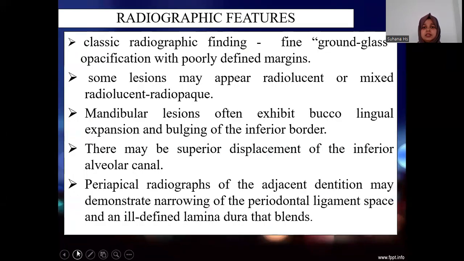The radiographic features of fibrous dysplasia play an important role in diagnosis. The classic radiographic finding of fibrous dysplasia is fine ground glass opacification with poorly defined margins. Some lesions may appear radiolucent or mixed radiolucent and radio-opaque. Mandibular lesions often exhibit buccolingual expansion and bulging of the inferior border. There may be superior displacement of the inferior alveolar canal. Periapical radiographs of the adjacent dentition may demonstrate narrowing of the periodontal ligament space as well as ill-defined lamina dura.